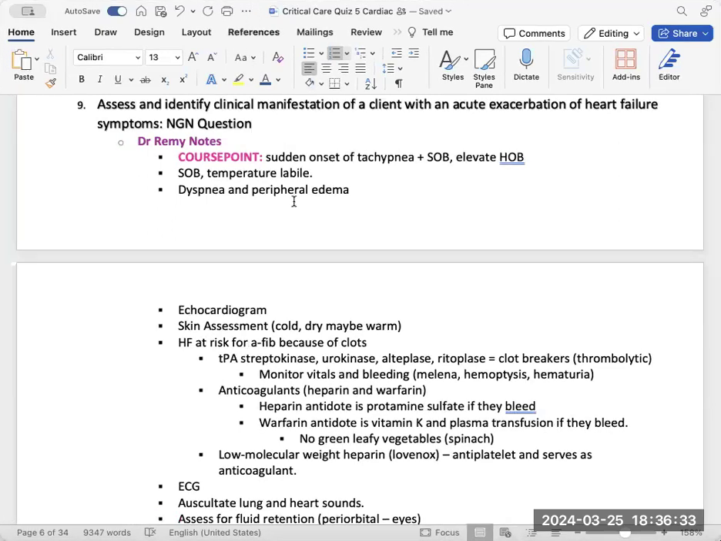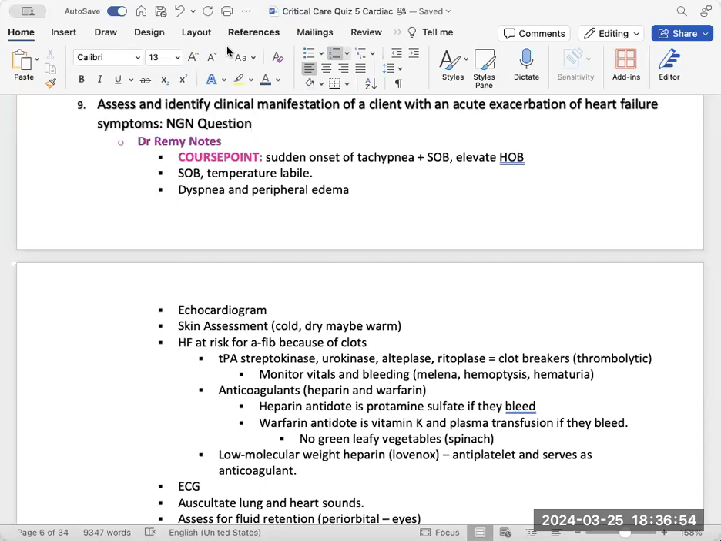Now, I did see a course point question that said, if they have sudden onset tachypnea and shortness of breath, the first thing that we want to do is elevate the head of the bed, because we always want to go to our least invasive measures first. And elevating the head of the bed, as we mentioned earlier, would facilitate breathing. Well, what would be some manifestations of an exacerbation of heart failure?